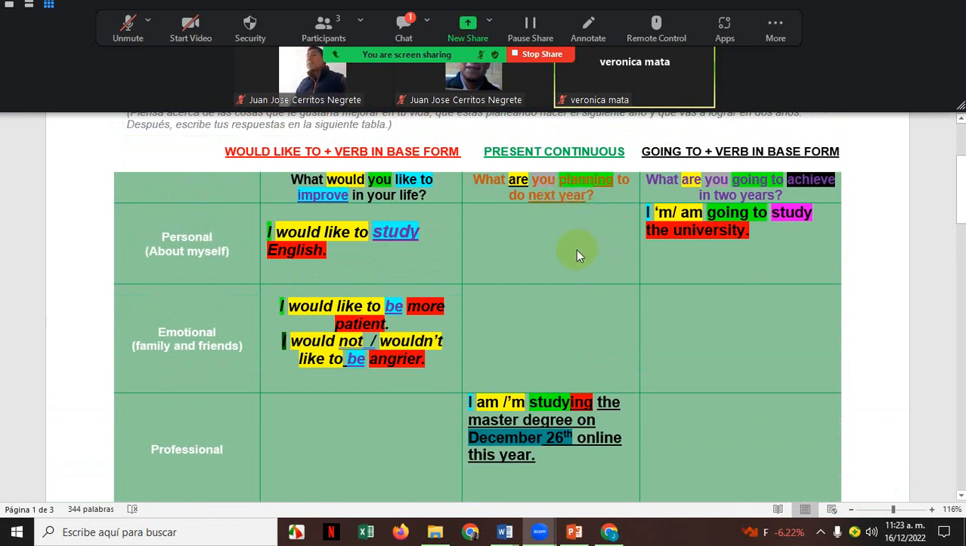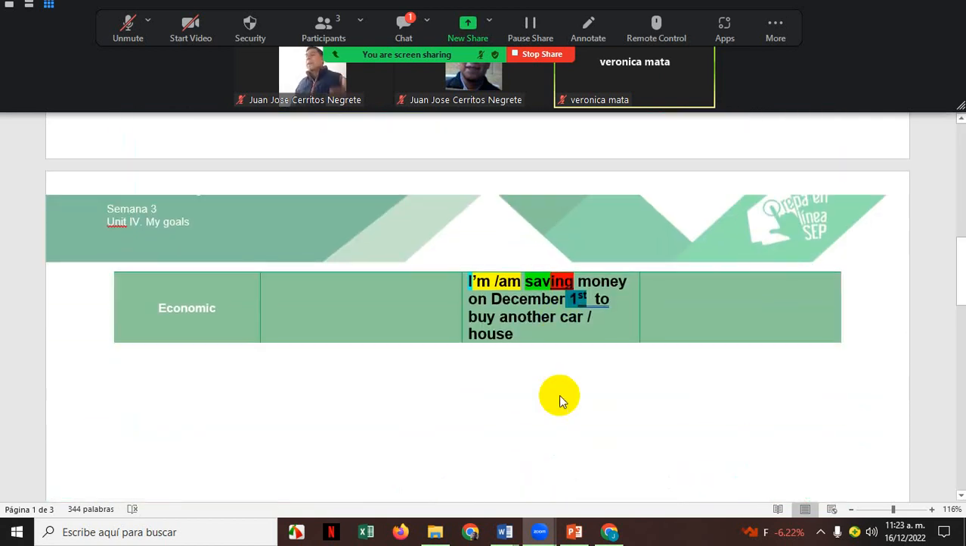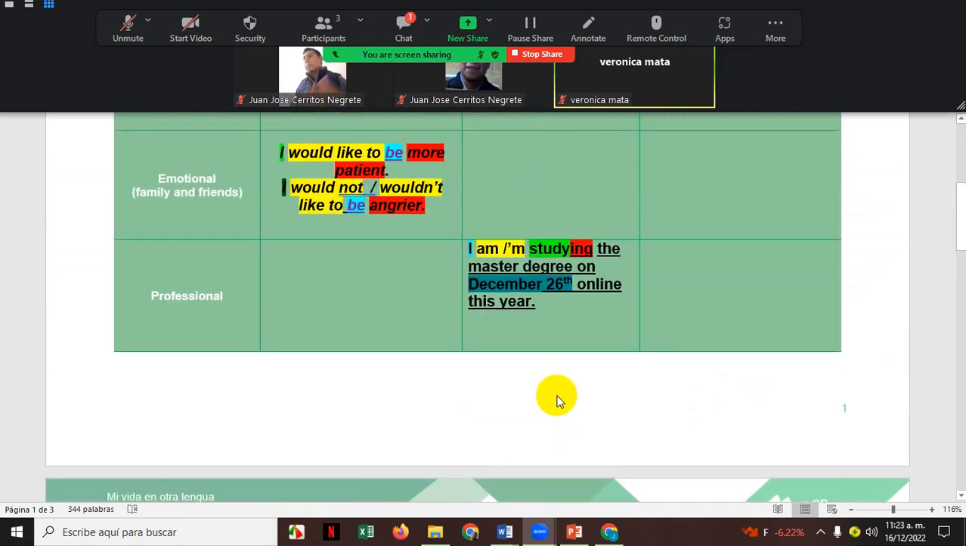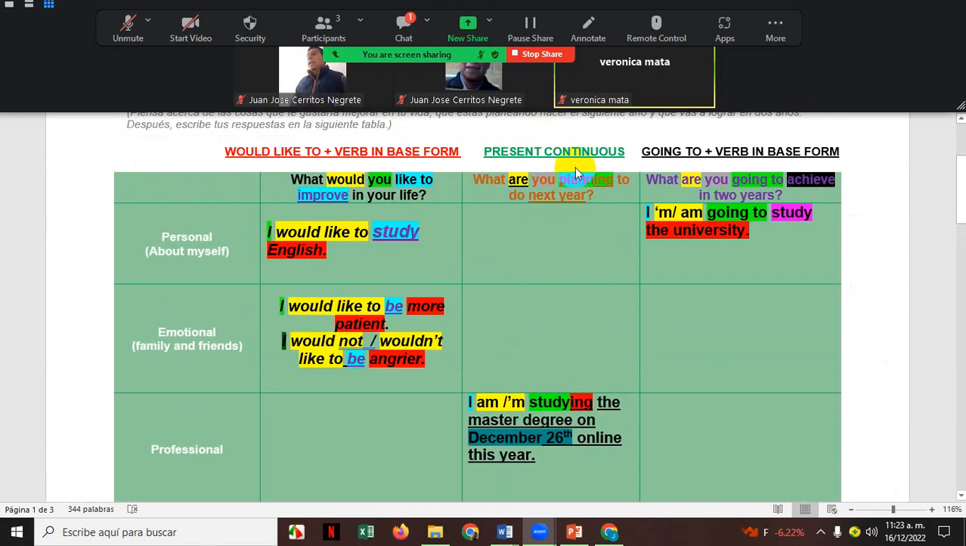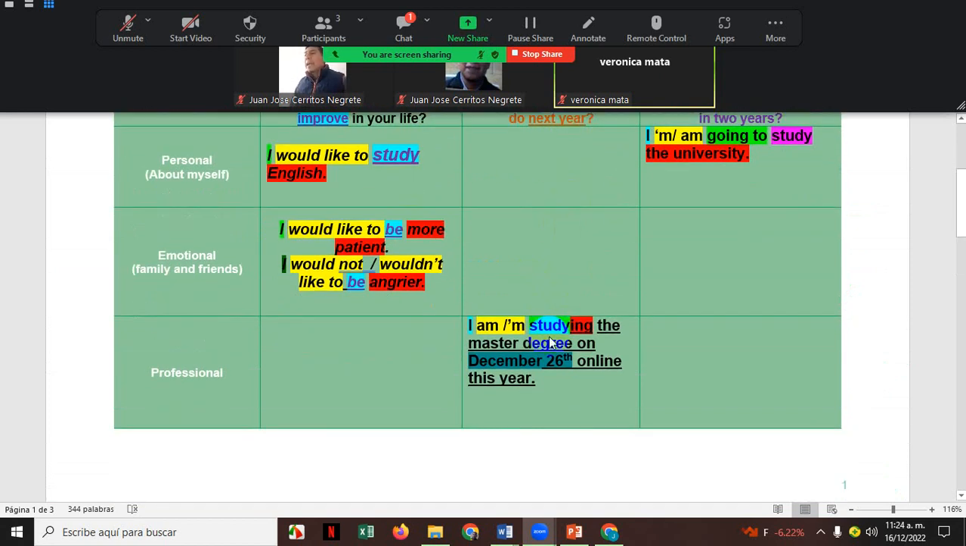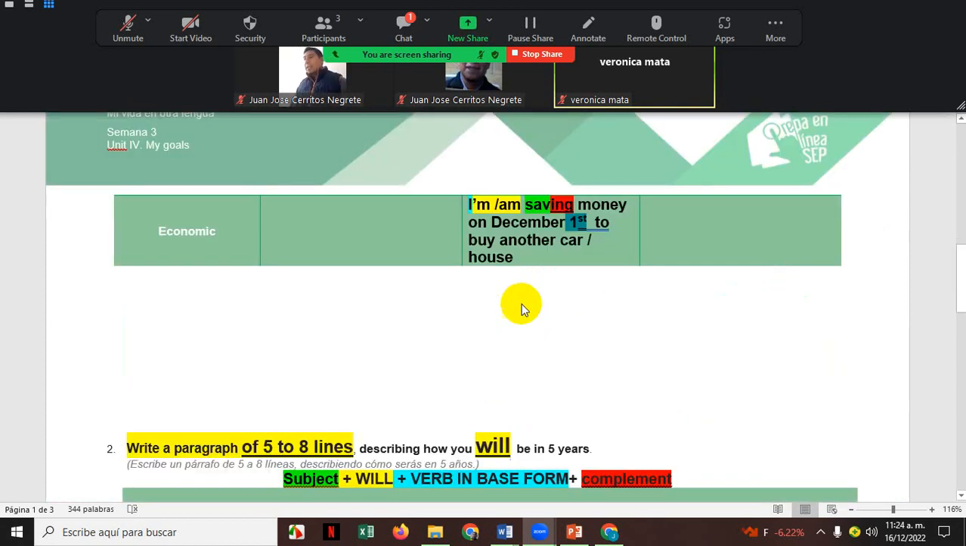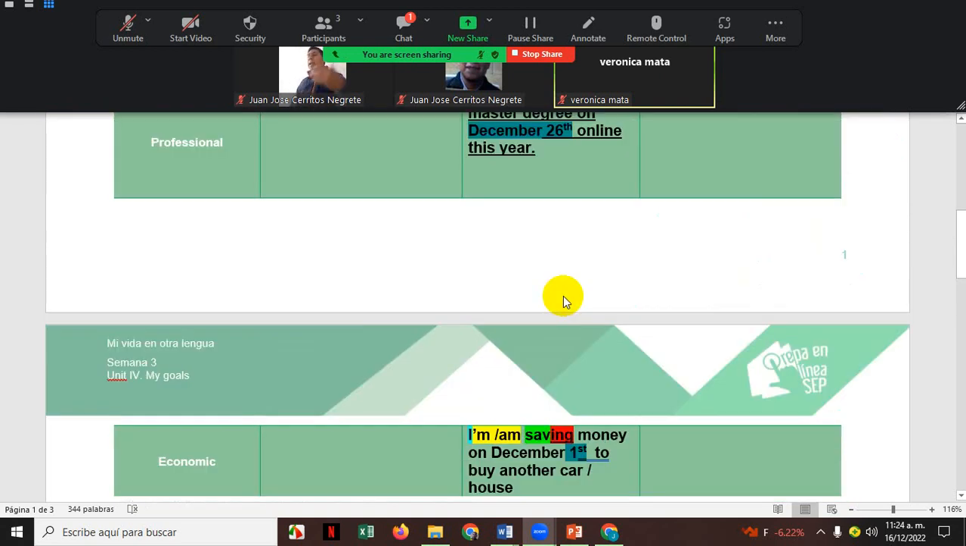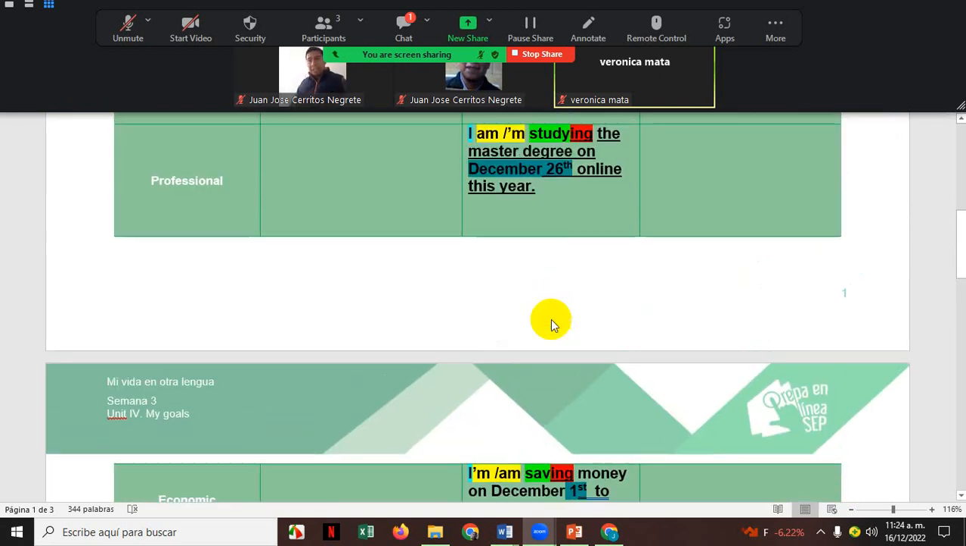Y también les voy a solicitar que no solamente me pongan planning. Por ejemplo, I'm planning to study, I'm planning to save, I'm planning to work. No. This is the question. But you need to use other verbs. I'm studying, I'm saving, I'm working, I'm jumping, I'm playing, etc.